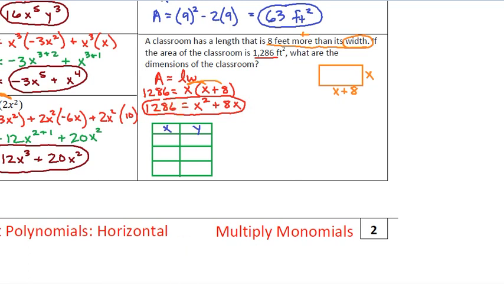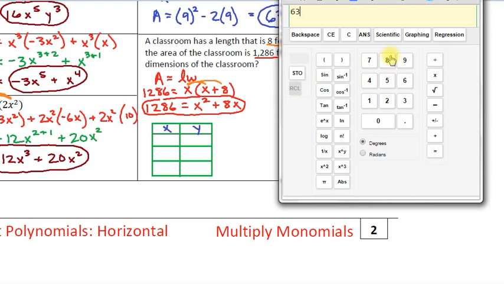Now when I did this problem originally, it took me a little while to actually come up with close numbers. So I'm gonna try 20 first. So remember, we always plug in our x value in parentheses. So I'm gonna put in parentheses 20 squared plus 8 times 20. Let's see what happens when I hit that. 560. Okay, that's way too low. We got to get to 1286.